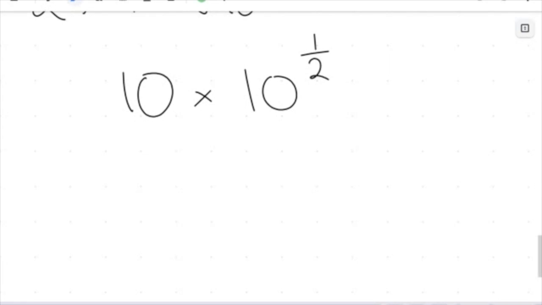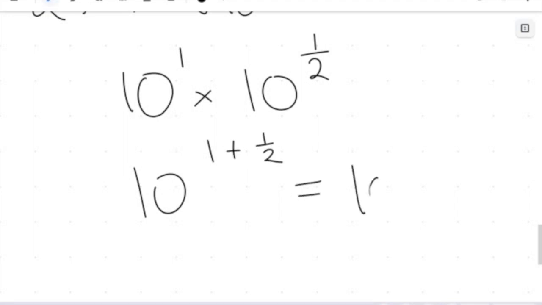And now we're multiplying here, same base indices. I'm multiplying 10 to the power of half by 10 to the power of 1. So, doing these, it's going to give me 10 to the power of 1 plus a half, which gives me 10 to the power of 3 on 2 in its simplest form. In its index form, collecting the like bases and applying our index laws from before.